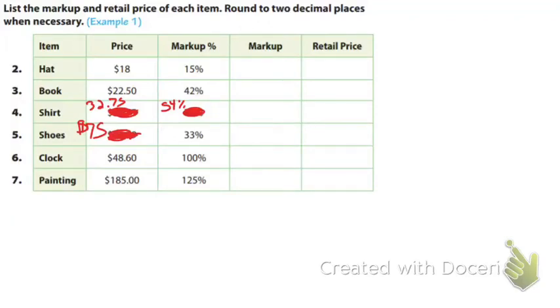Alright, ladies and gentlemen. So, here they're asking us to list the markup and retail price of each item, rounding to 2 decimal places when necessary. When it comes to these types of problems, whether it's a markup or a markdown, otherwise known as a discount, the process for solving it is going to be the same. The only difference is what we do with it at the end. If it's a markup, you would add it to the original price. If it's a markdown or a discount, you would subtract it from the original price.